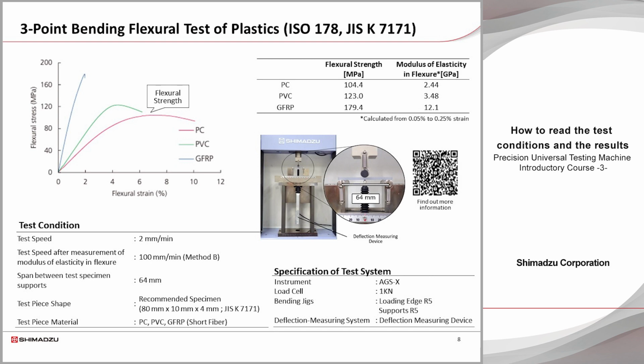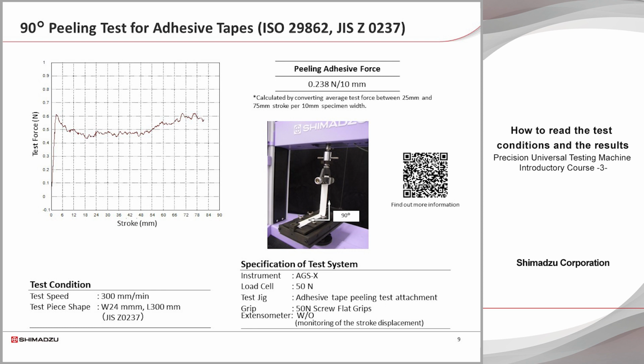Next, the adhesive tape peel test according to JIS K 0237, determination of peel adhesion properties, based on ISO 29862, is introduced. The adhesive tape is attached to a metal test plate on the underside of the test jig, and one end of the tape is gripped by the gripper on the upper side of the test jig. At the start of the test, the underside of the jig moves in conjunction with the crosshead so that the tape can be peeled off at a peel angle of 90 degrees until the end of the test.